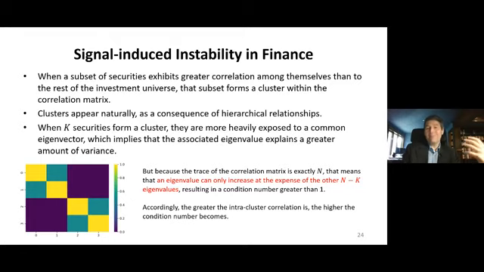And what does having clusters mean? Well, it means significant off-diagonal elements. And these off-diagonal elements cannot be detoned, right? Because they are not shared. These sources of risk, this mutual information, is not shared by all of the securities. It's shared by some securities, for instance, the securities that belong to the same sector. So detoning is not even an option.